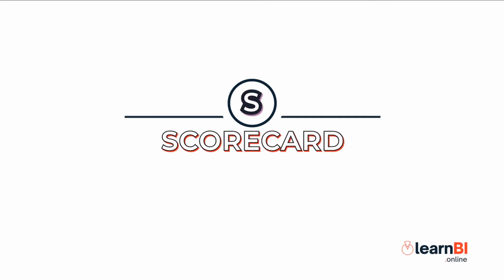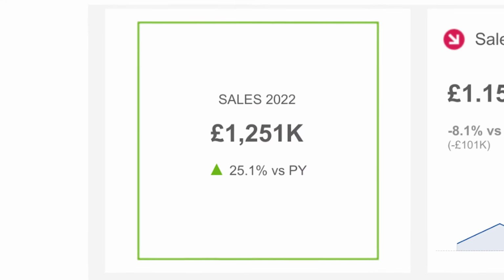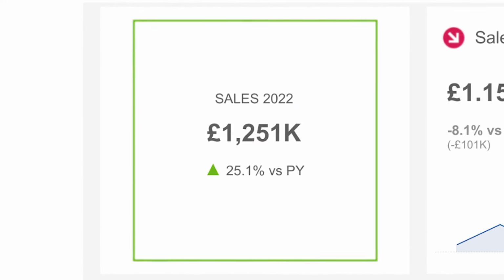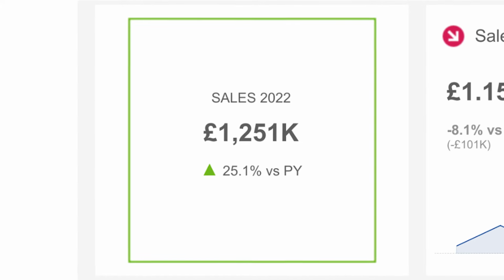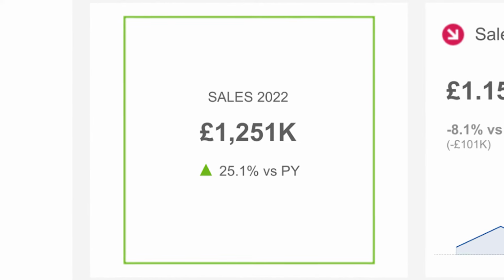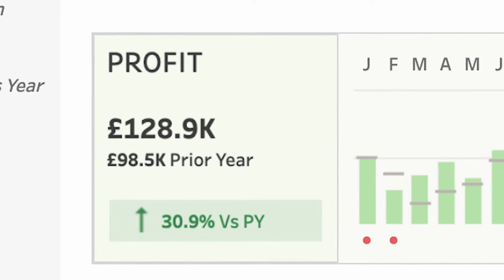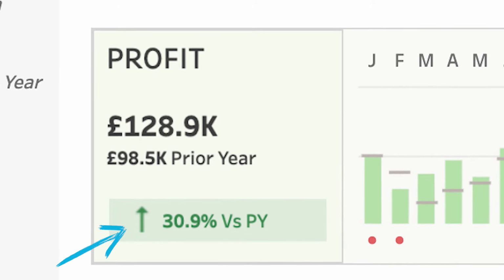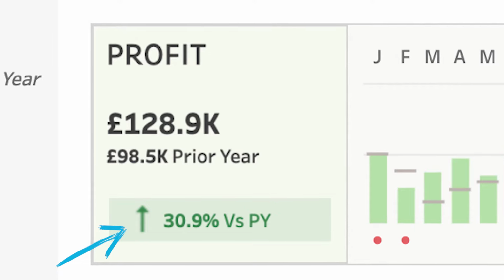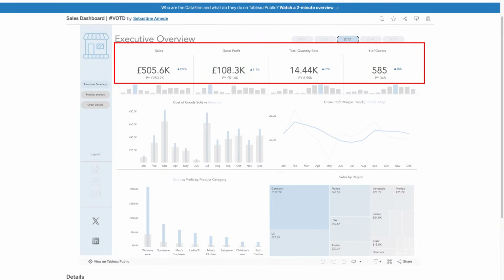S is for Scorecard. A scorecard is a visual representation of a key performance indicator or metric used to monitor and measure the performance of an organization. It is usually a single figure and sometimes contains a comparison against a previous period of time. They are the headline figures that you see on most dashboards.